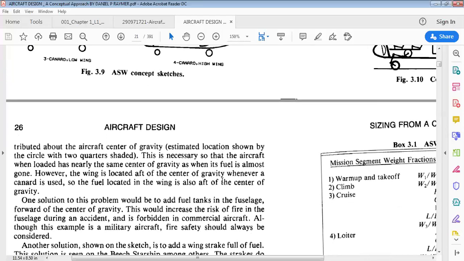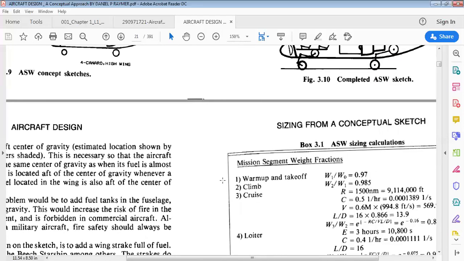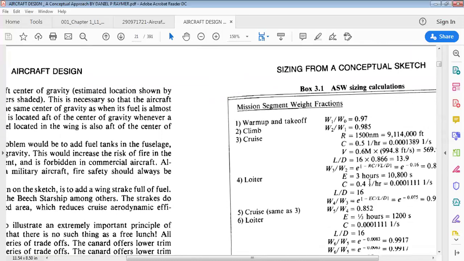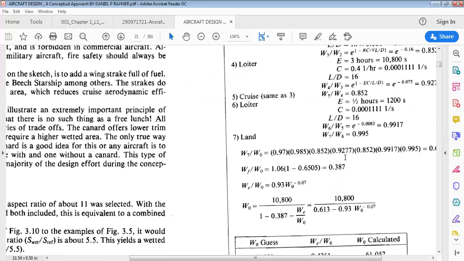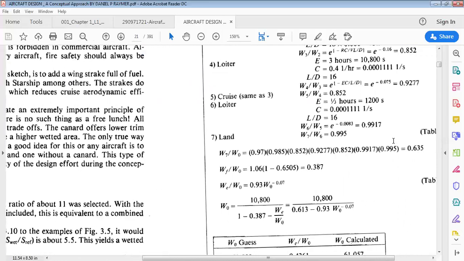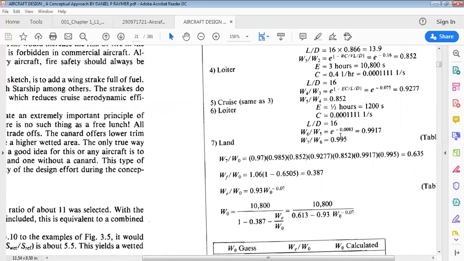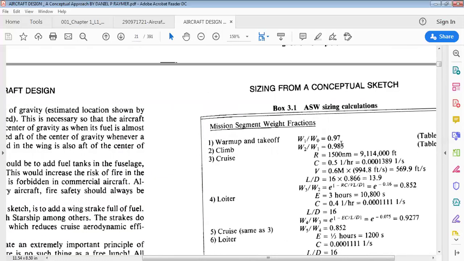We will calculate it. You can see here in warm up and takeoff, 0.97. Already I told you historical trends, and W2 by W0 is 0.985. And last, when I take W7 by W6, the last mission segment, it is 0.995. So you can see 0.97, 0.985, 0.995. These are all called historical values.